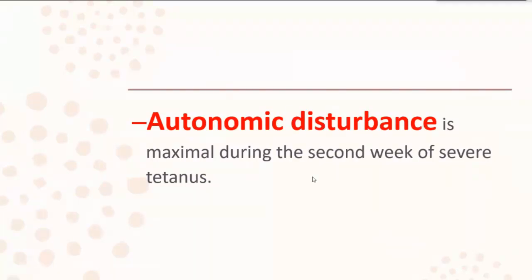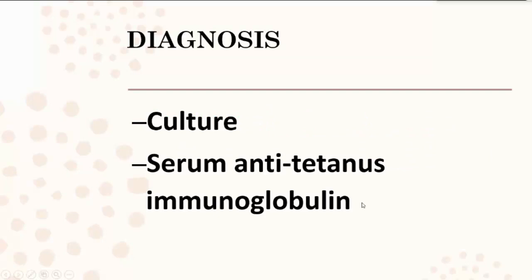So these are the manifestations of autonomic nervous system disturbance, and it usually becomes apparent during the second week, after the first week. So it is maximal during the second week of severe tetanus. The patient at this time should be transferred to the intensive care unit for heart rate monitoring, blood pressure monitoring, etc. Clear? So far the manifestations of tetanus are clear: we have skeletal muscle and we have autonomic.